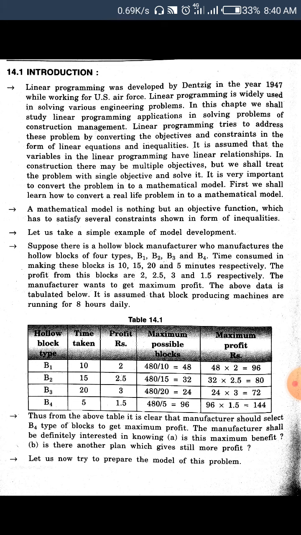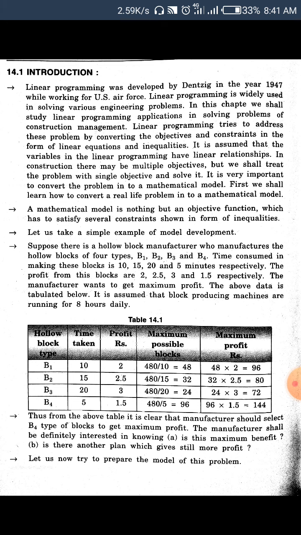See column number 4, maximum possible block manufacture. Here 480 is 8 multiplied by 60. 8 hours is the machine running time, and the machine hour time is converted into minutes. So 8 multiplied by 60, we get 480. Then 480 divided by 10, where 10 is the time taken to manufacture one block of B1 type. So 480 divided by 10, we get the answer 48 blocks.